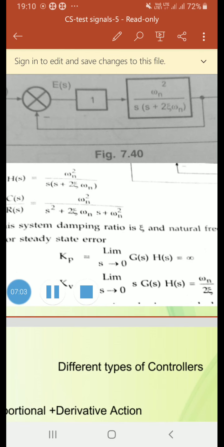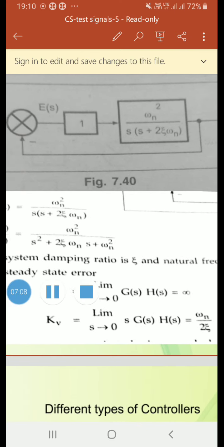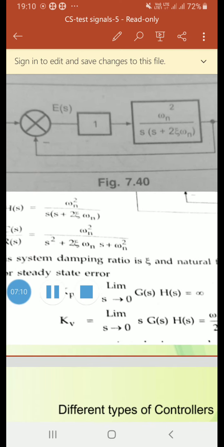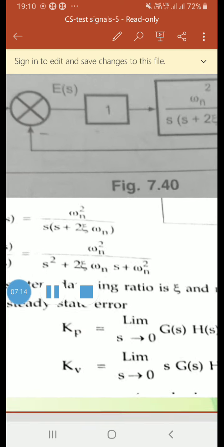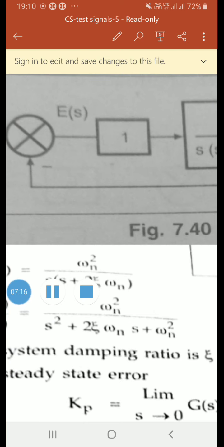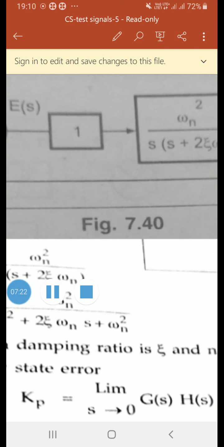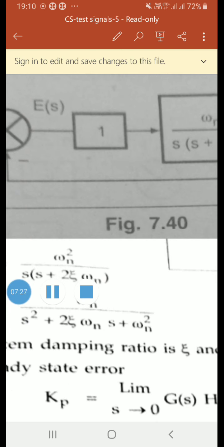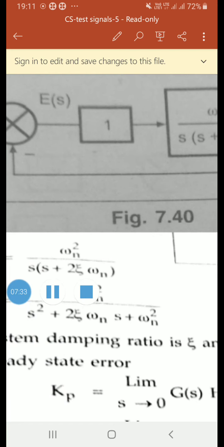So we'll consider a second order system which has been shown here, where the controller input is the error itself, denoted by E of s. This is a P type, proportional, and the proportional constant K is 1, as shown in this figure. Is it clear?